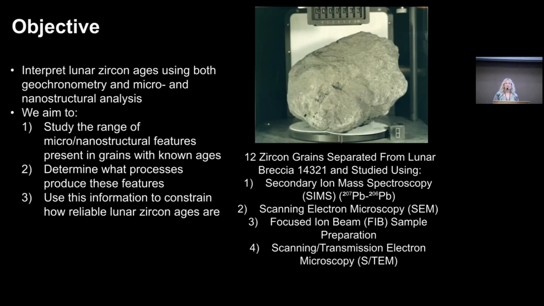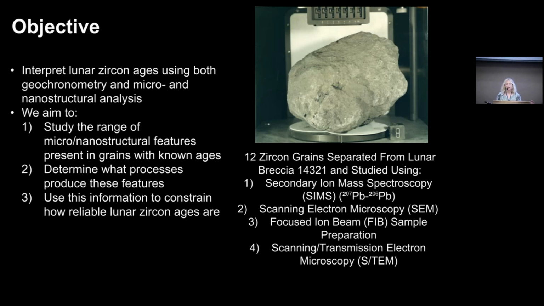So 12 of these zircon grains were separated out of 14321, and then lead ages were obtained on them. Then we were sent the 12 grains. We used SEM for preliminary analysis. We did EDS maps and EBSD on each of the 12 grains. Then we chose a subset of 4 of those zircon grains from which we took 2 focused ion beam sections out of each. So we have 8 FIB sections in total. And then we've been looking at those FIB sections using TEM and STEM techniques.